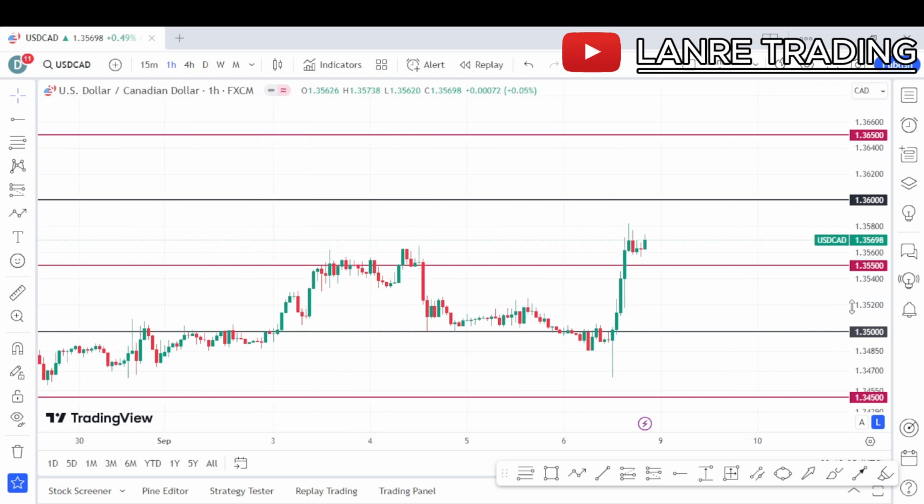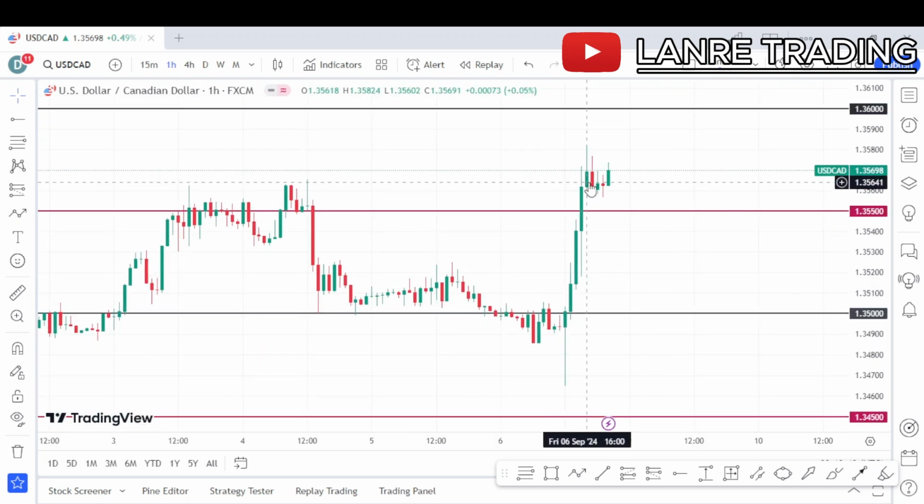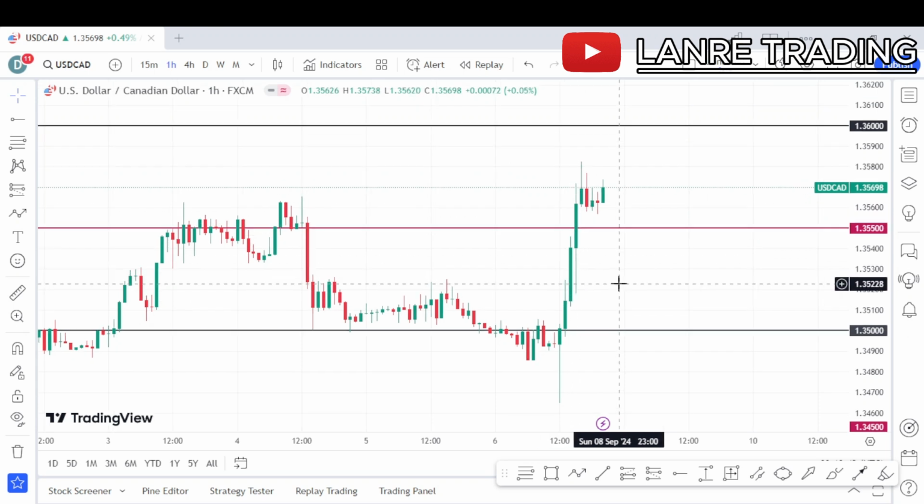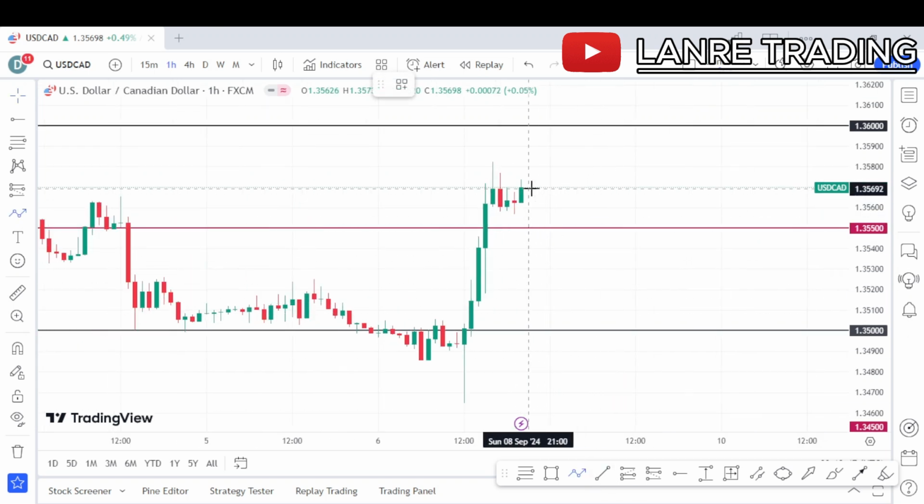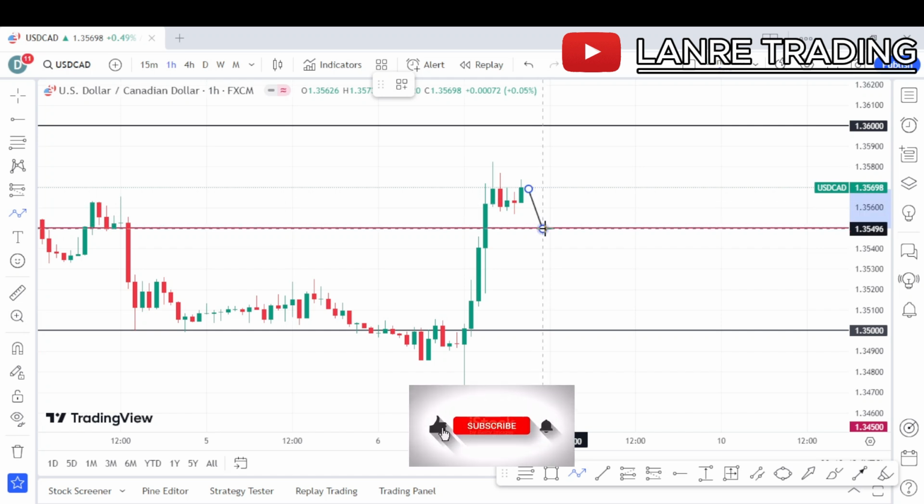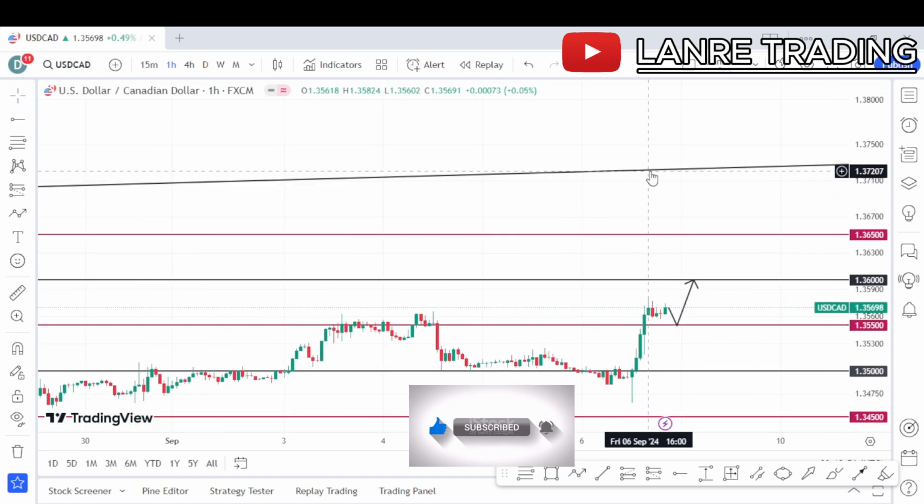Okay, as you can see right about here, there is a bullish strong momentum. So let's wait. Just let's wait for price to decide. If price wants to retrace here, bounce off, then we can buy up, and this will be our overall target.